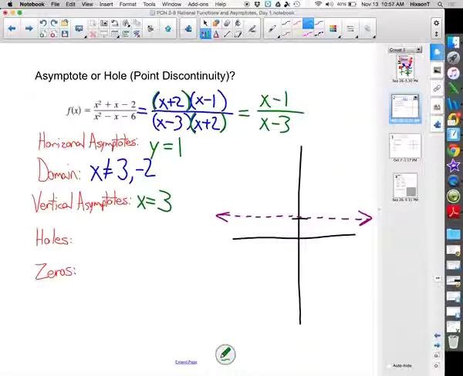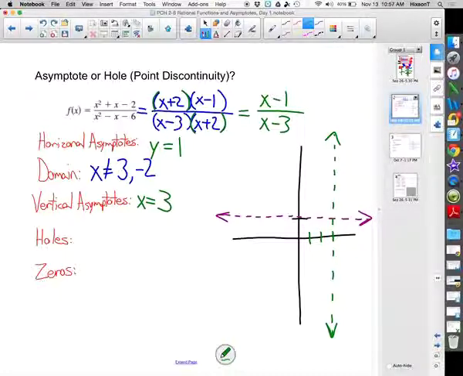So now, let's see here. We've got 1, 2. Because we're looking at this denominator, because for it to give us a vertical asymptote, it has to come from a rational function that has no common factors. All right? So now I've got my vertical asymptote here.